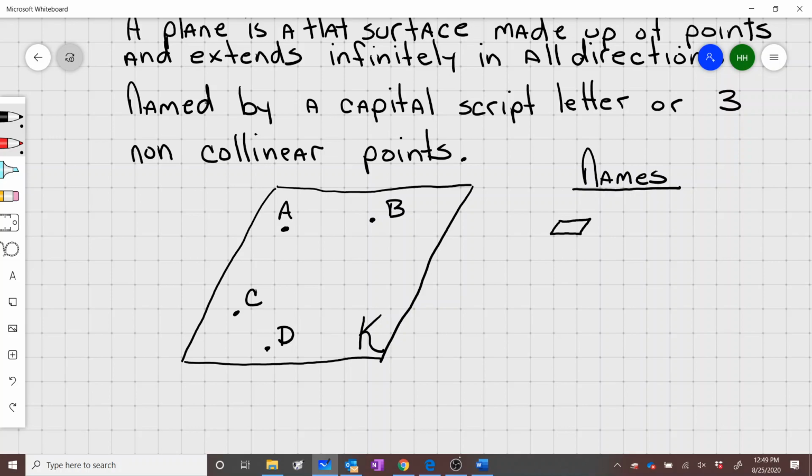So we could call this plane ABC. 3 non-collinear points. We can also call it plane ACD. We can use 3 points, they just can't be on the same line. Alright, we can call it plane K. Is everybody okay with points, lines, and planes, and how to name them and what they look like? And what I mean by on the same line?